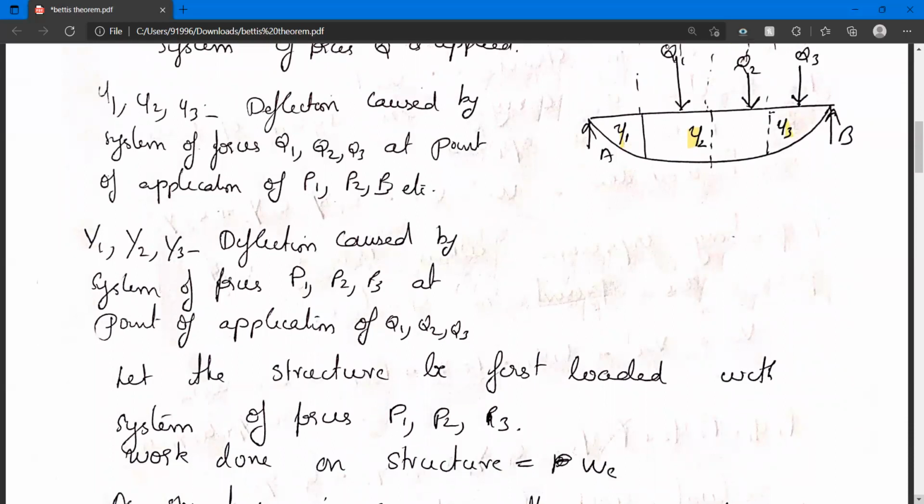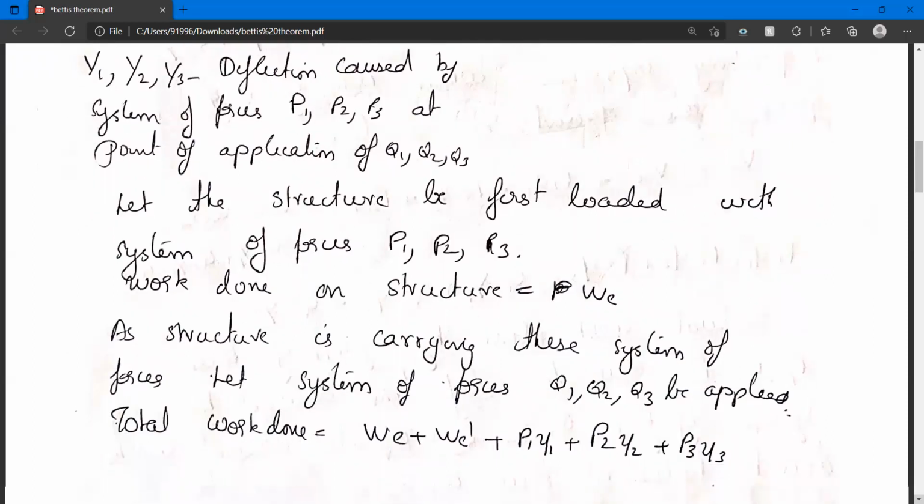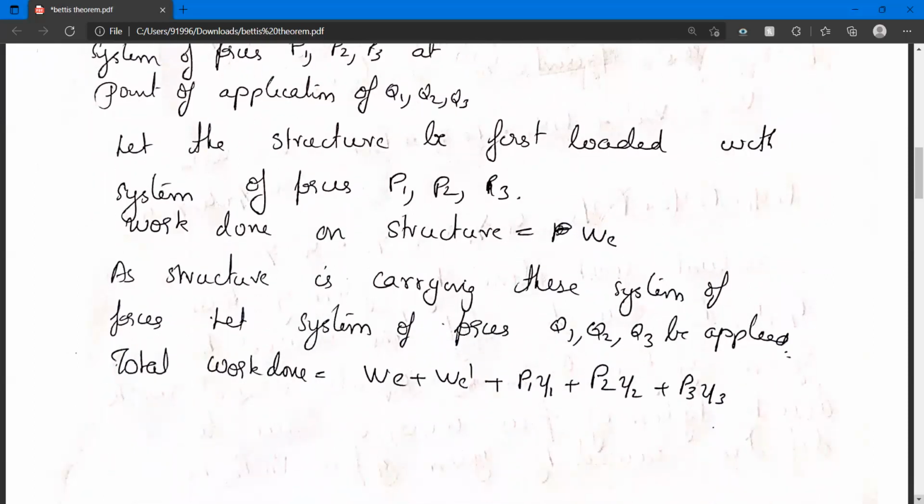Let the structure be first loaded with system of forces P1, P2, P3. Then work done on the structure is equal to WE. We have taken this notation earlier. As the structure is carrying this system of forces, let the forces Q1, Q2, Q3 be applied. So the total work done is WE plus WE dash. WE dash is the external work done when Q1, Q2, Q3 is applied. Total work done equal to WE plus WE dash plus P1 small y1 plus P2 small y2 plus P3 small y3.